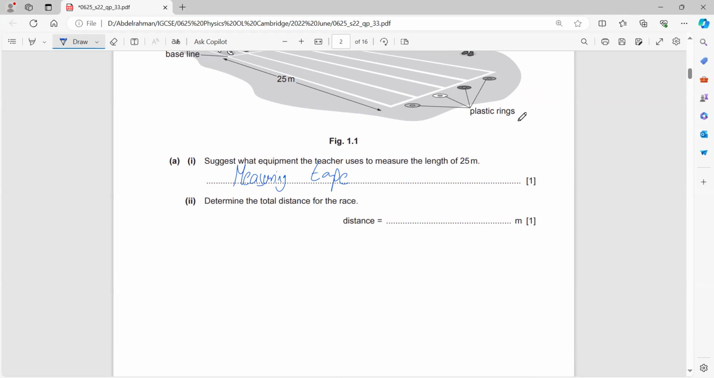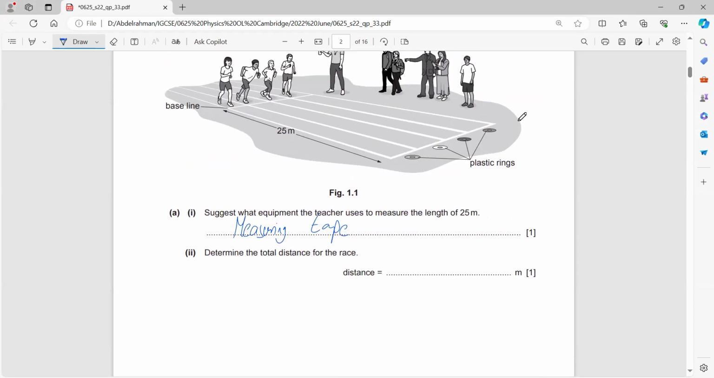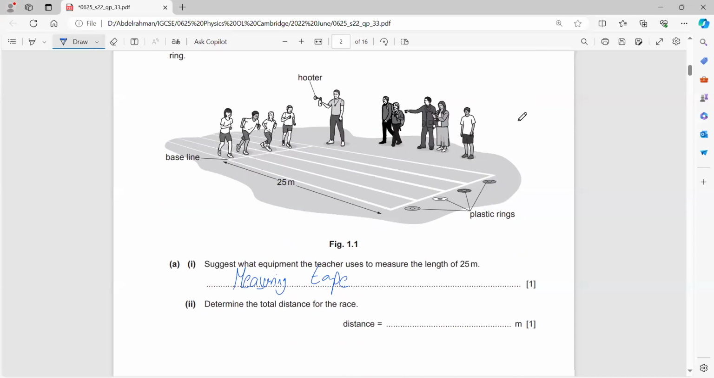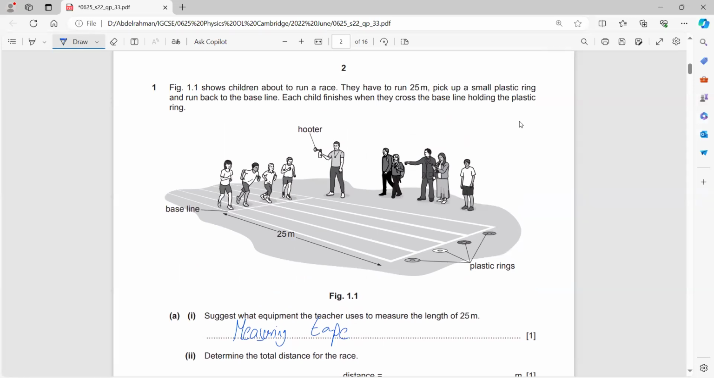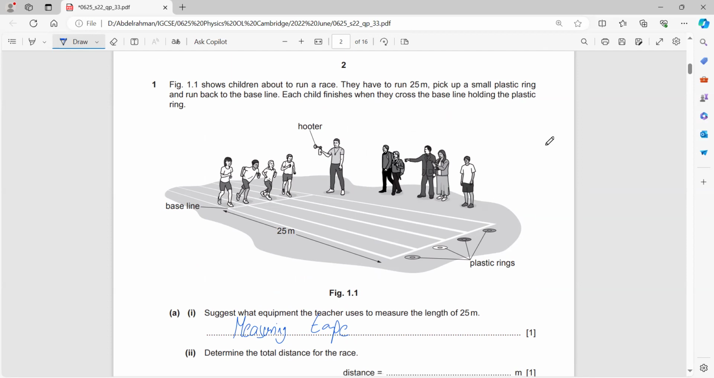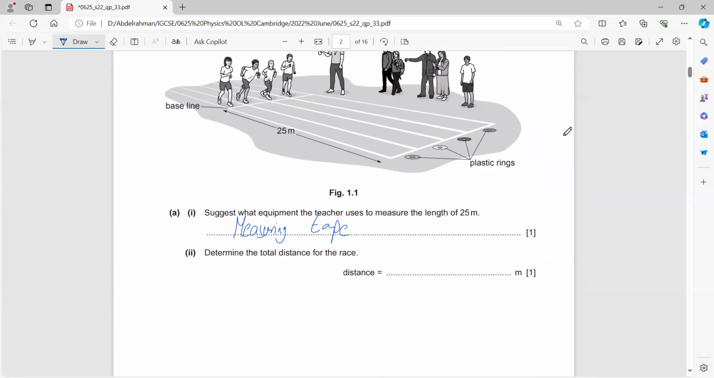Okay. Determine the total distance for the race. Here, what should they do? Children are about to run a race, they have 25 meters. Pick up a small plastic ring and run back to the baseline. What is the total distance for this race? 50 meters. Yes, 50 meters. Why? Because they ran all the way and got the plastic ring and then ran back. So basically 25 times 2, which is 50 meters. Correct.